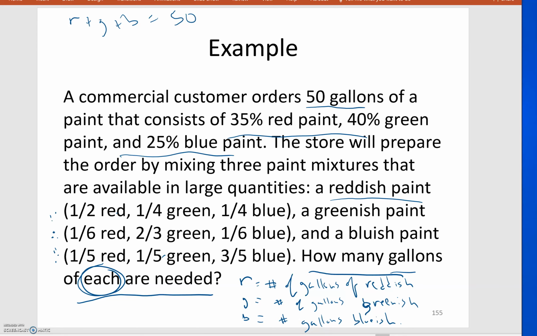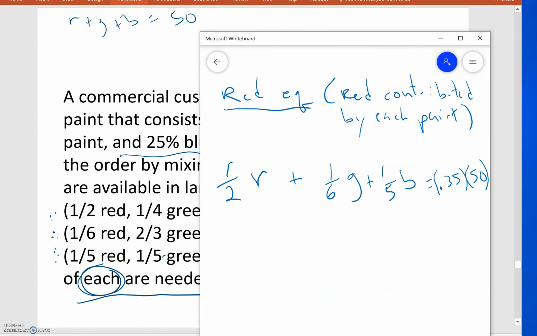Alright, so in the last video we were working on this paint mixture problem. At this point we have one equation here, our total amount equation. Then we also have a red equation. Now if you understand this red equation, you can probably see where we're going, because I can also write a green equation and I could also write a blue equation.